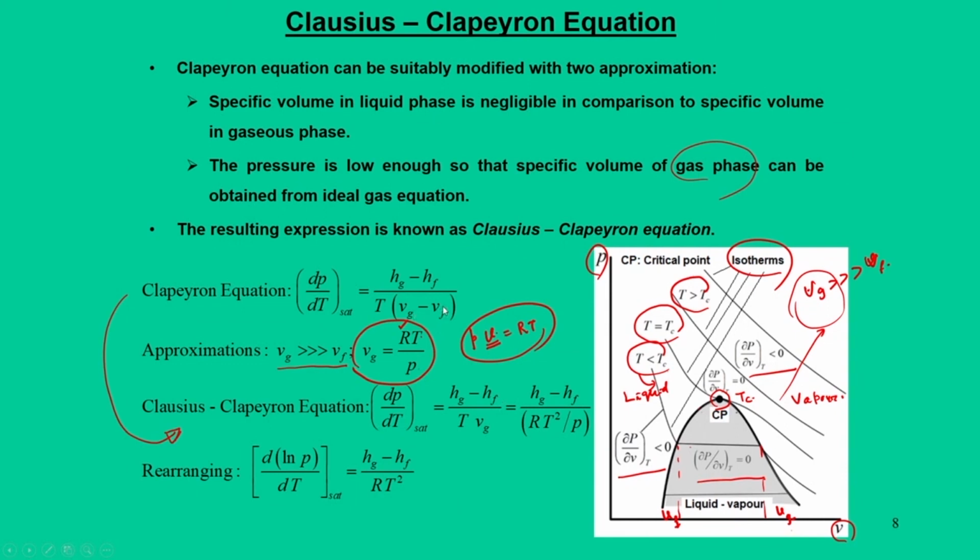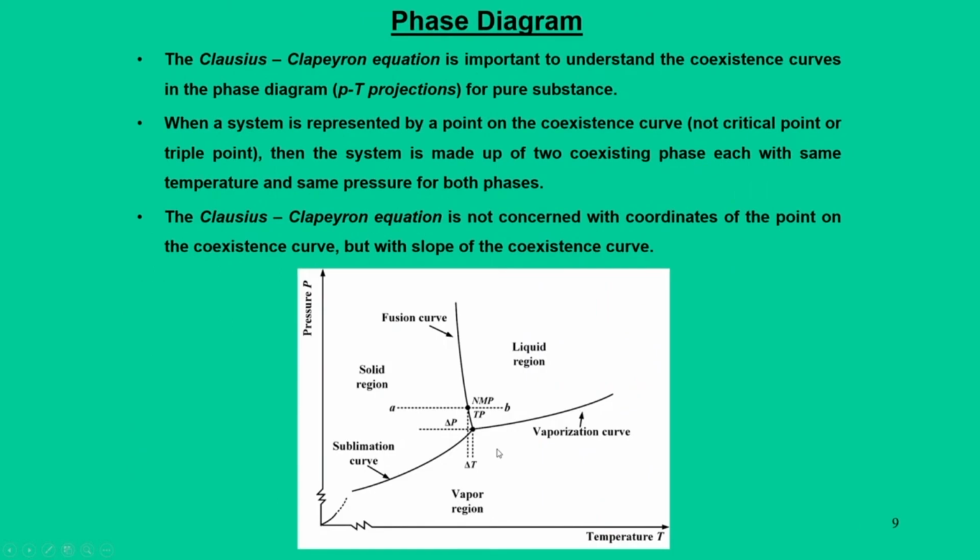Since the Vf is negligible, it becomes T times Vg. This Vg we are replacing with RT by P. So ultimately we get two expressions. One is dP/dT saturated equals Hg minus Hf divided by RT squared by P. This is one expression, and if you rearrange these equations, then d of ln P by dT saturated will be Hg minus Hf by RT squared, where we have basically taken P to the other side. So, this is all about the Clausius-Clapeyron equations.